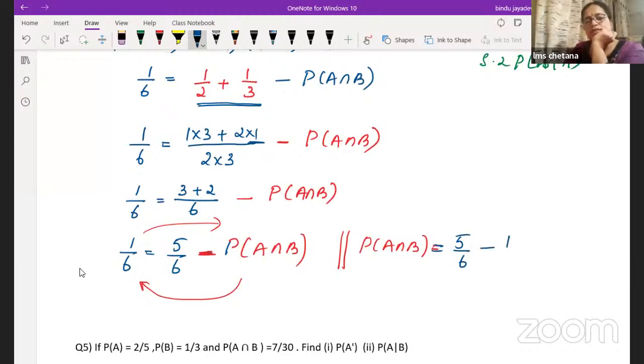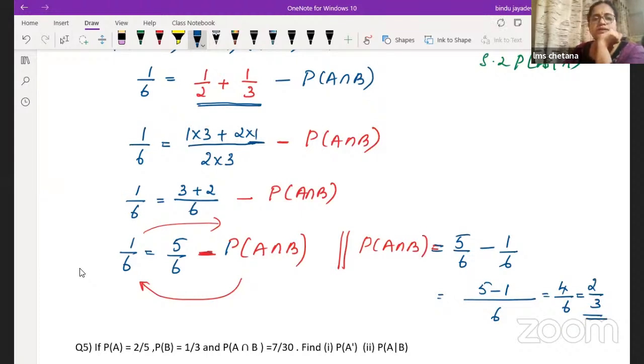taken to this side, that is minus 1 upon 6. Therefore, the same denominator 6, and the upper part 5 minus 1. The answer is 4 upon 6. Therefore, again we are cancelling with a 2, in both numerator and denominator. That is 2 upon 3, your answer.